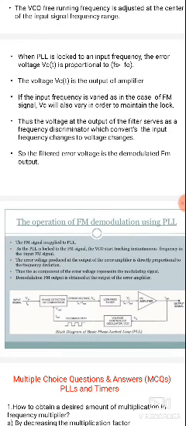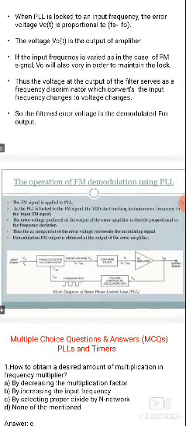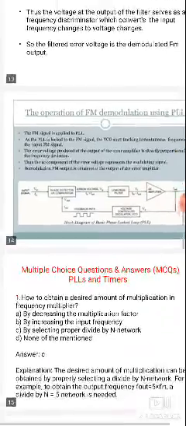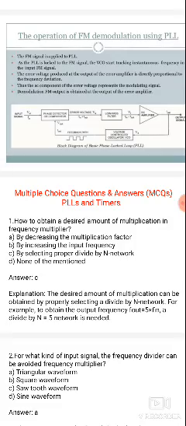Next, the input is varied in the case of an FM signal. Vc also varies within the lock range. The filter serves as a frequency discriminator. It converts the input frequency changes to voltage changes. This is all about the multiplier and demodulation.